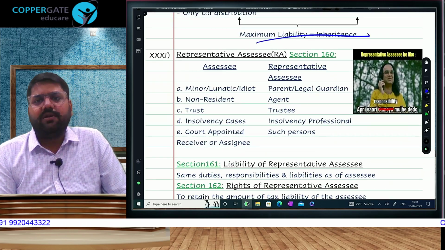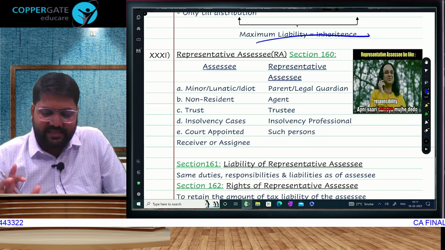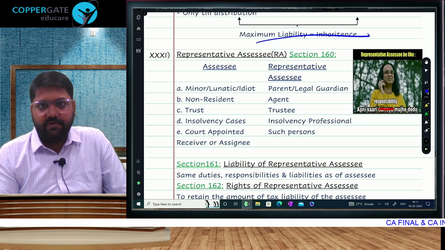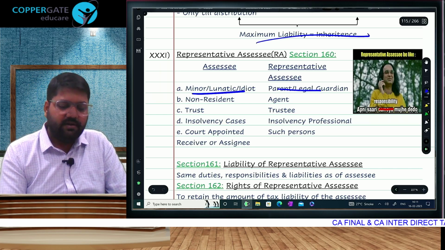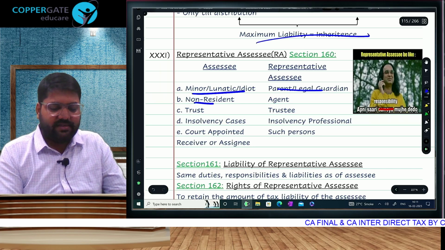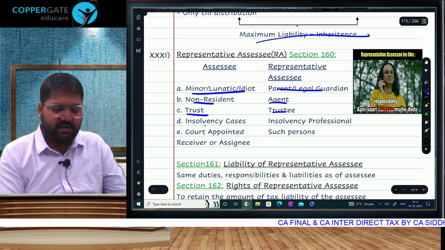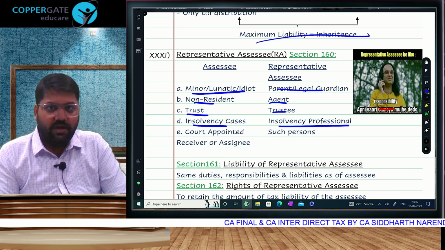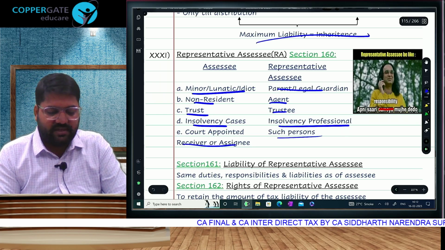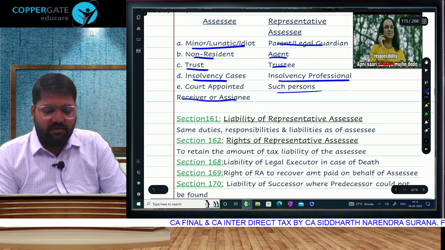Then we have something called representative assessee. If the assessee is alive, still there can be someone else to represent. For example, minor, lunatic or idiot, then parent or guardian. For non-resident, there will be an agent. For trust, there will be a trustee. Insolvency cases, maybe the insolvency professional, the resolution professional that is appointed, or a court appointed receiver or assignee, then such person. What is the liability?